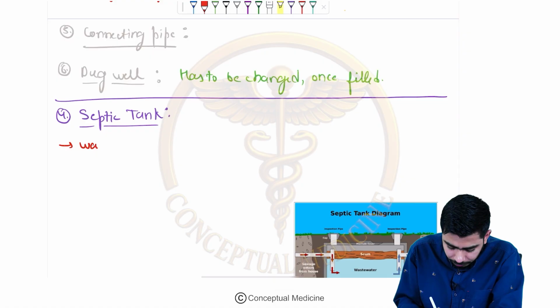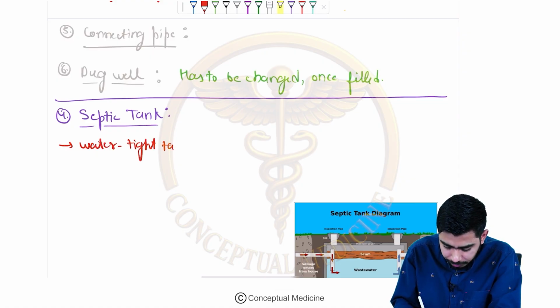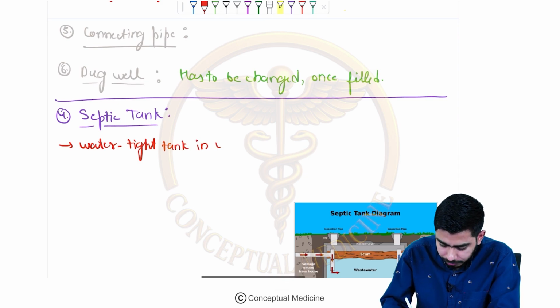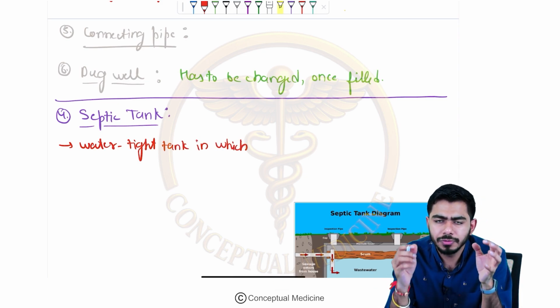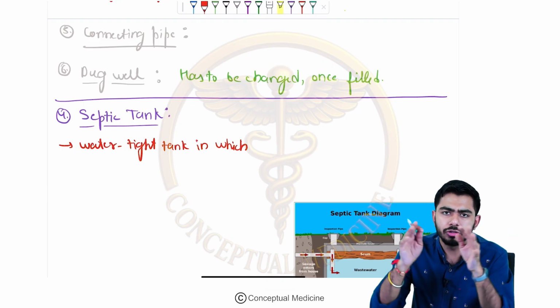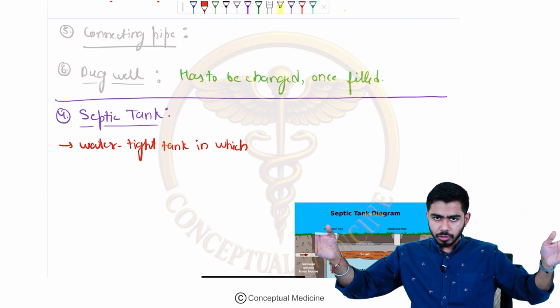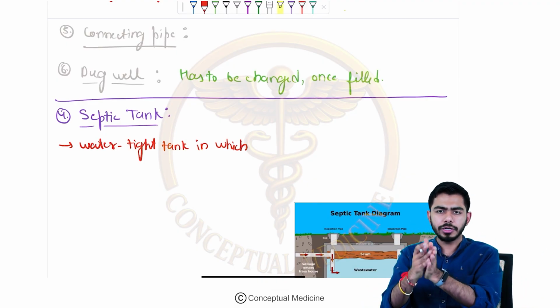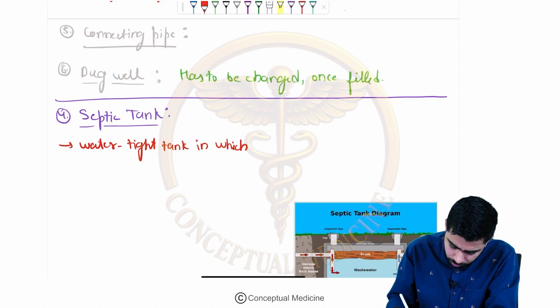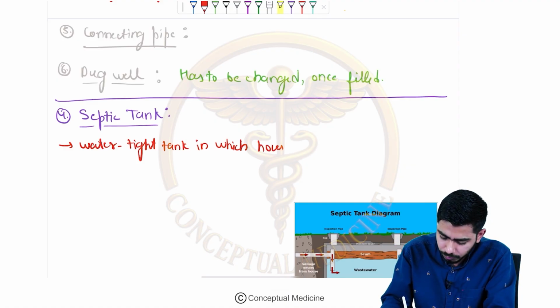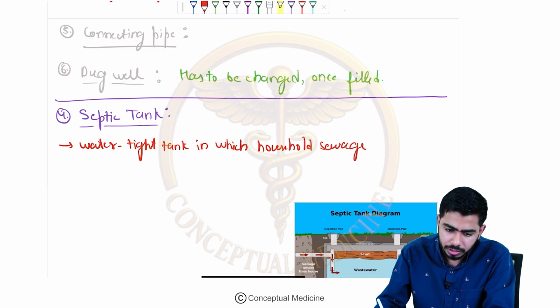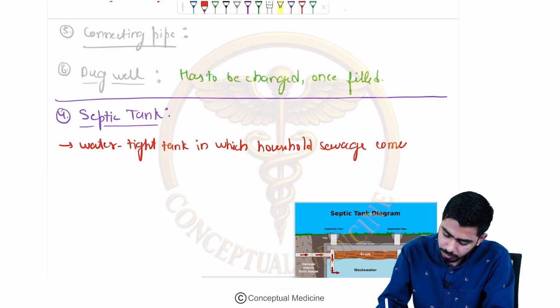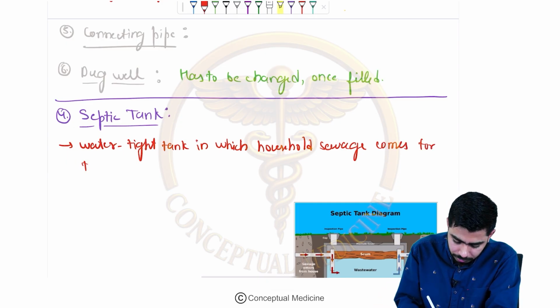This is a watertight tank in which household sewage comes for the treatment part. The sewage from the household comes into this particular tank. It can be a single layer tank or a double layer tank as well, in which the household sewage will be admitted for treatment.